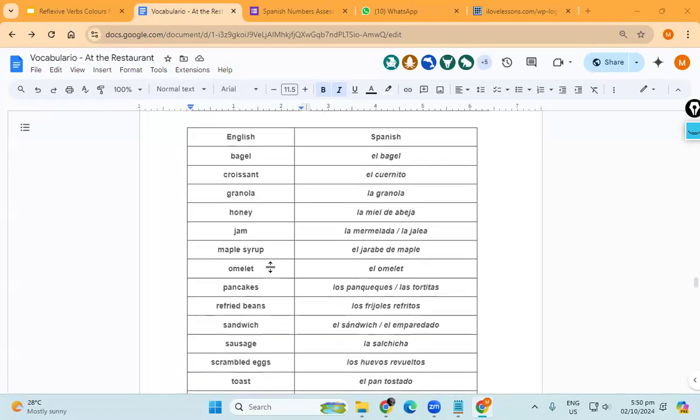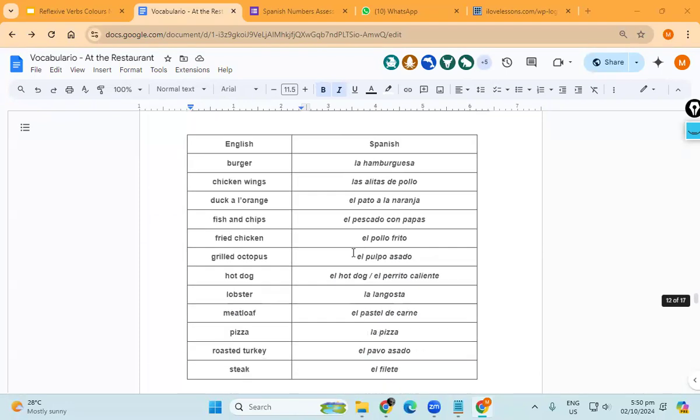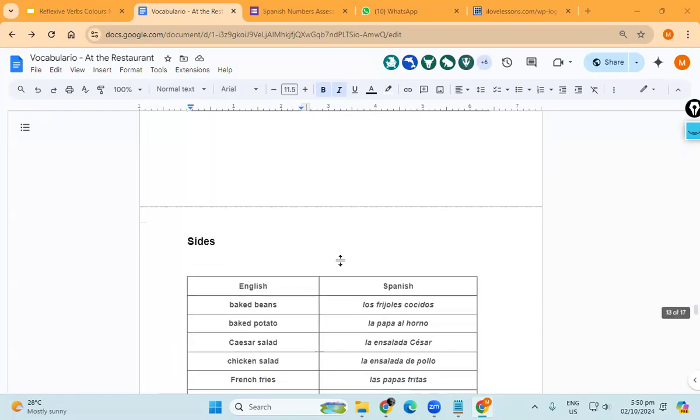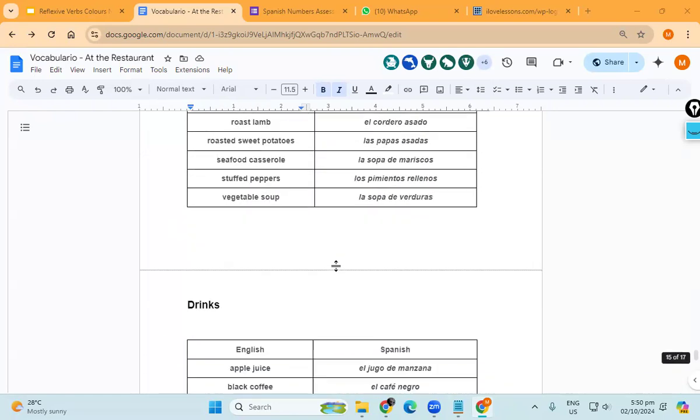And you can draw from this list, right? A list of breakfast foods, things you might order for breakfast, so things you might eat for breakfast. A list of lunch foods, a list of sides, desserts. It's a very long vocabulary list, right?